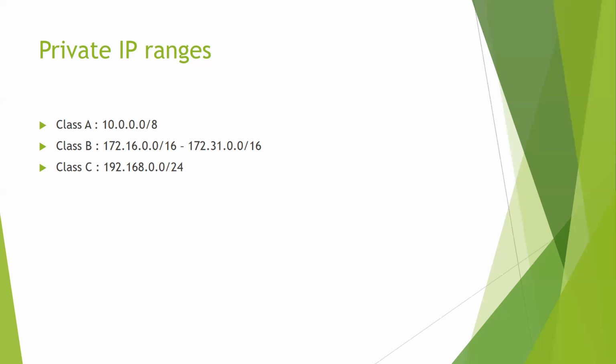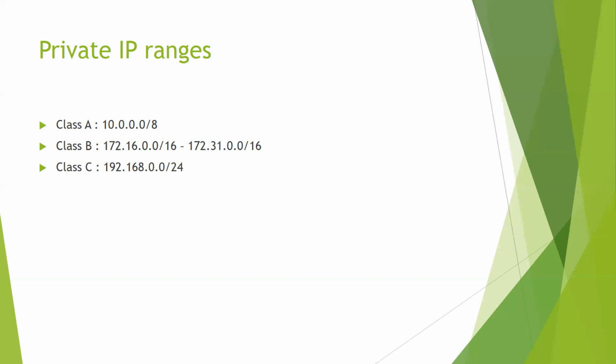But private IP ranges are not like that. Private IP ranges have been designated to be used in private environments, in private networks. So in any organization or any home, like we're using right now, these ranges within these three classes are what's used, what's accepted. So in class A, 10.0.0.0/8 is what's used. In class B, it's 172.16.0.0 to 172.31. On class C, it's 192.168.0.0/24.